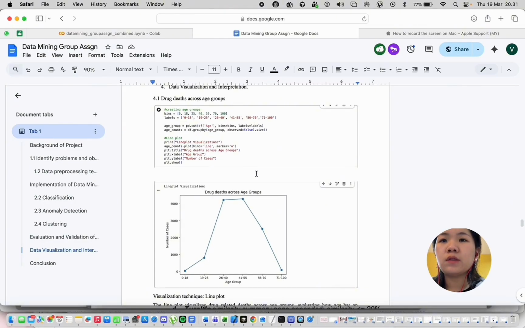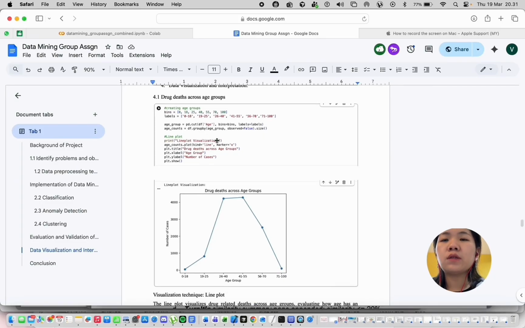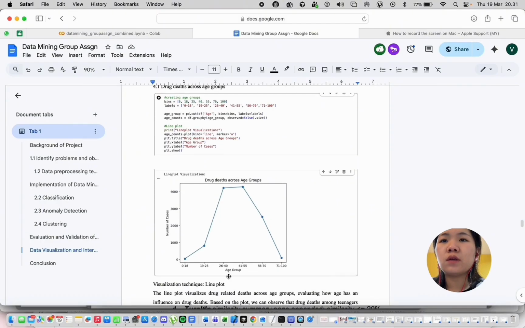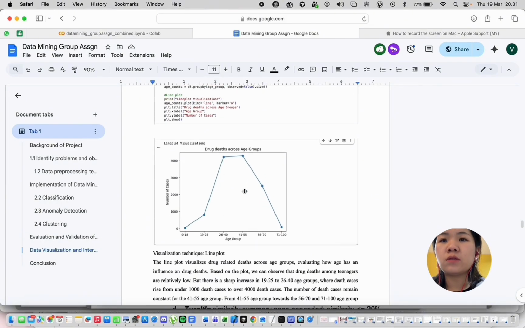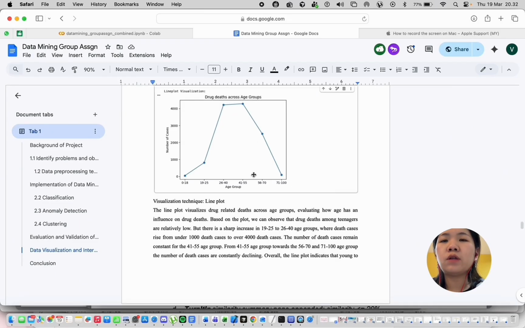And then here we can see the line plot visualizing drug-related stats across age groups. Based on this result, we can see that the highest number of cases belong to the 26 years old under 40 years old and 41 years old under 55 years old age groups. Meanwhile, for the rest of the age groups we can observe a lower number of cases.